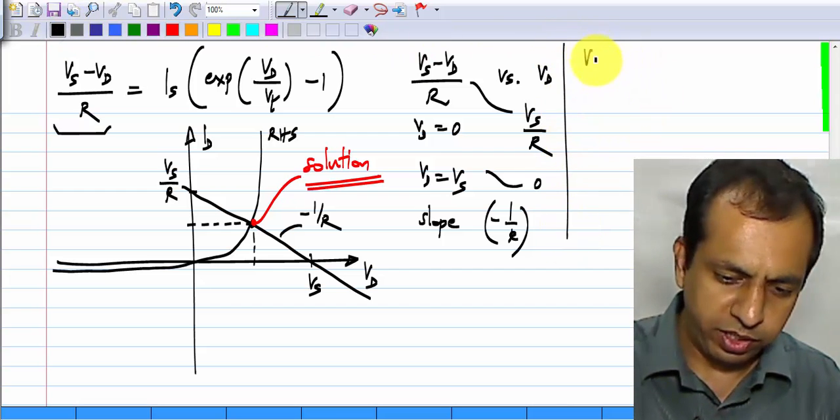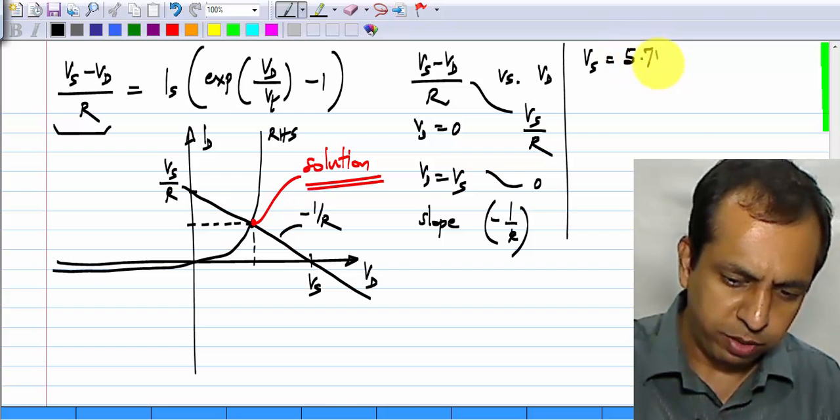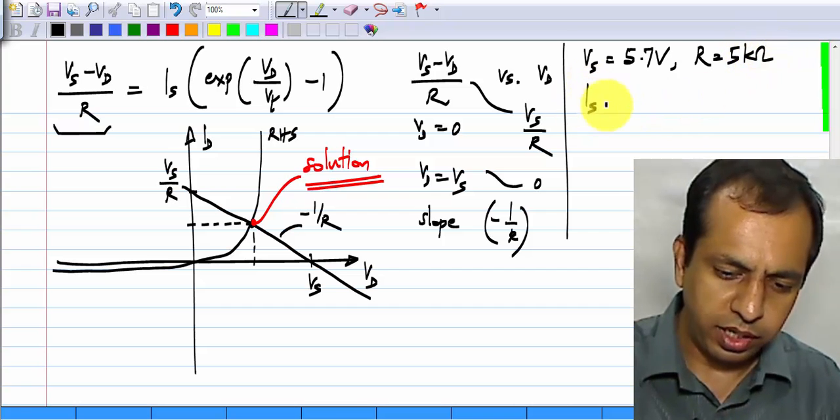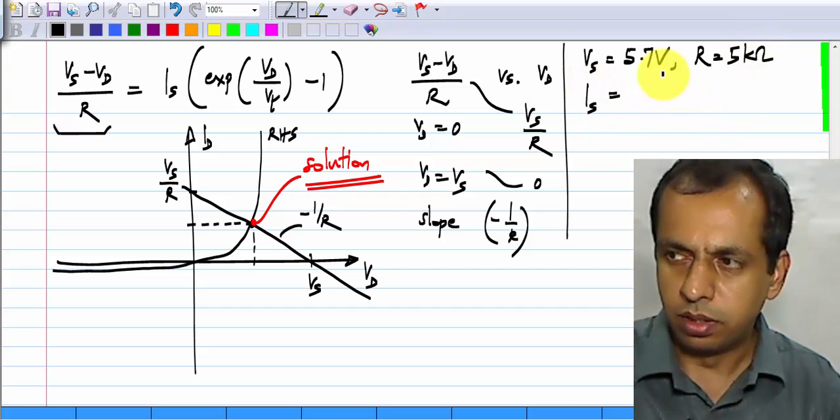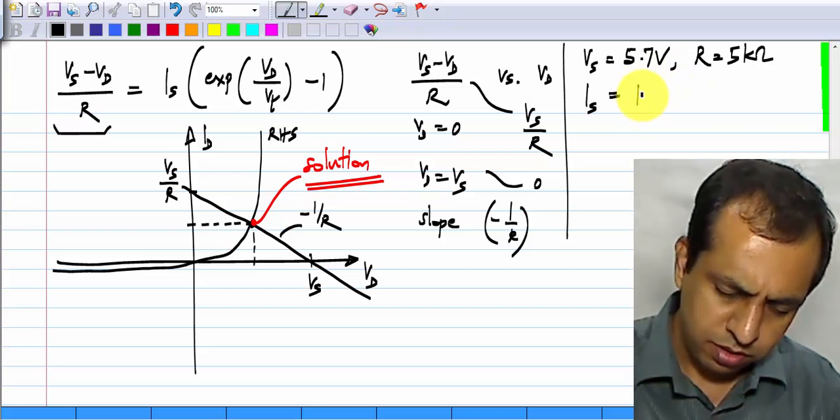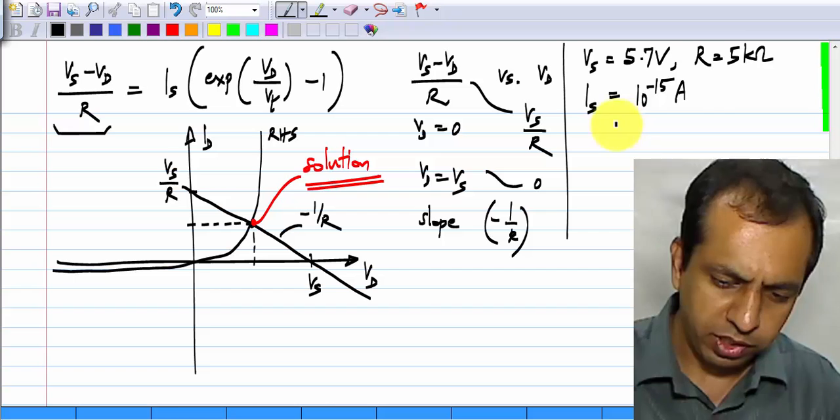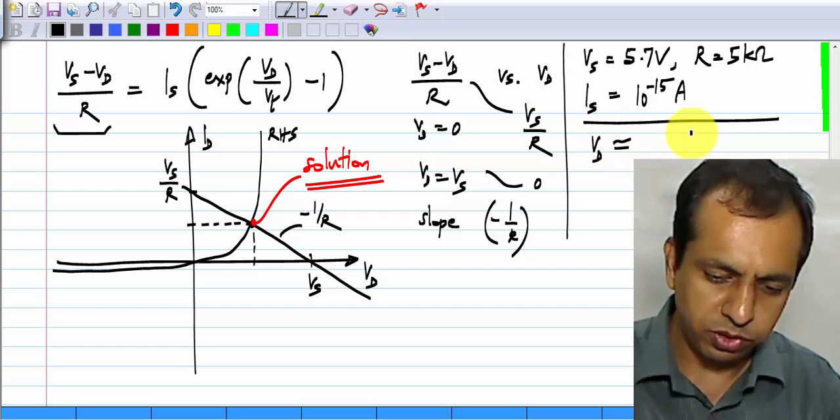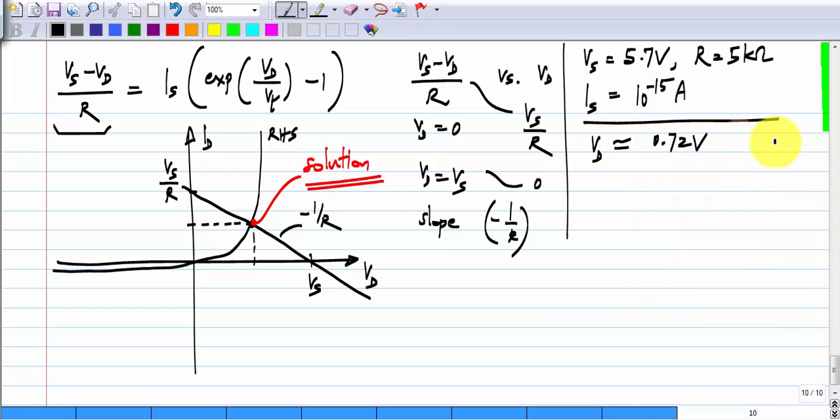So, let me take a case where Vs is 5.7 volts, R is 5 kilo ohms, and the diode has a saturation current of 10 to the minus 15 amperes. Now, it turns out that if you solve this numerically, you will find that Vd is approximately 0.72 volts, and the diode current is approximately 1 milliamp. That is the solution.